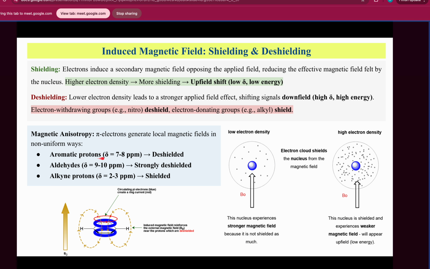That's why in the case of aromatic protons, the delta value is nearly 7 to 8 ppm, which is a de-shielded state. But in the case of aldehydes, the delta value increases to 9 to 10 ppm, because they are strongly de-shielded. In the case of alkyne protons, the delta value is 2 to 3 ppm, which is very low, because they are shielded. These alkynes are electron donating groups, so the more electrons, the more they shield the effect of B naught, and the less the delta and the chemical shift. So we have seen here that in the presence of shielding, the delta is less, that means the chemical shift is less.